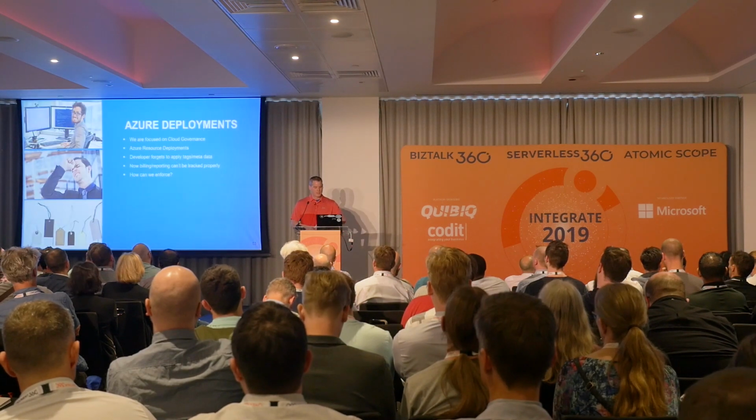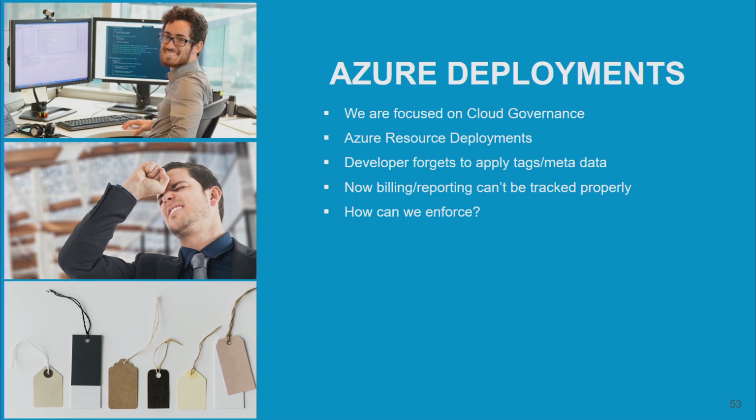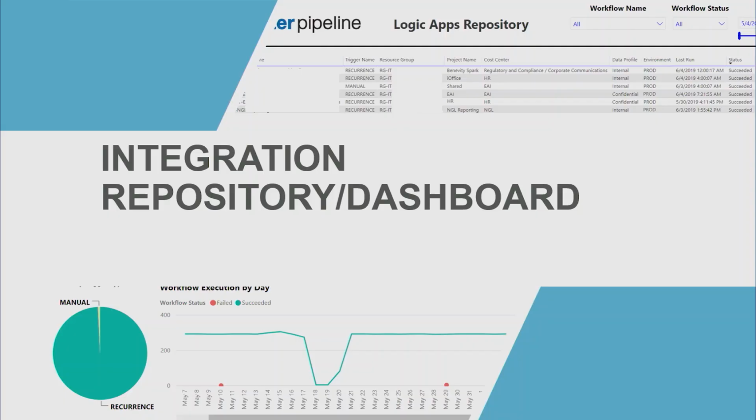So one other scenario I wanted to touch on was Azure deployments. Back to Matt's point about governance, we're focused on cloud governance. We're not focused on over-governance, but we want to make sure that we have developers that are tagging assets correctly. We want to ensure that we're using it from a billing perspective, but I also have this integration dashboard that is dependent upon some of this metadata. So how can we enforce all of this data to be provided when creating a logic app?